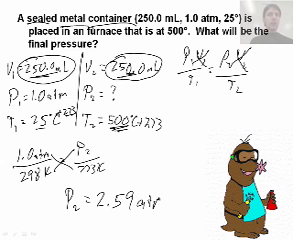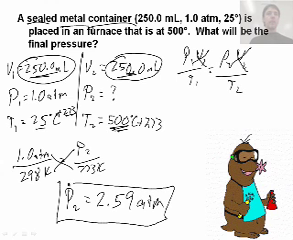2.59 atmospheres. So again, this one started with the combined gas law, but it turned into one of our other gas laws because we just ignore volume, because it doesn't change. It stays the same. Anything that stays the same or is not mentioned, we don't include.